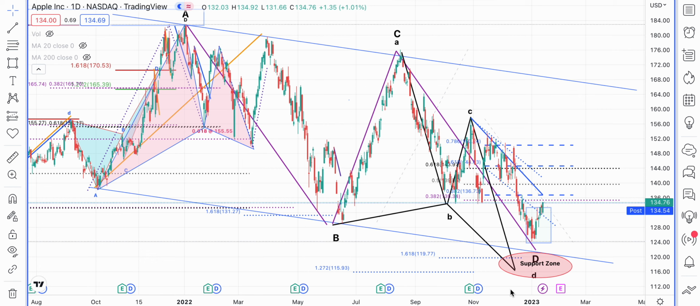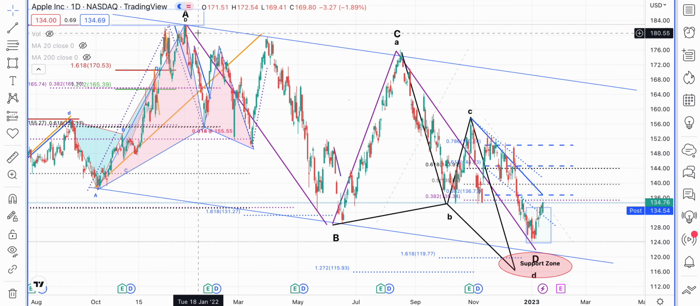Okay, so what we are looking at is the daily chart of Apple. And if you have been following our channel or if you are new, then please do look at some of the past videos which we have done on these stocks, particularly Apple. We had identified this zone as a support zone, and we had some targets even below that as well. There is this lower trend support line.